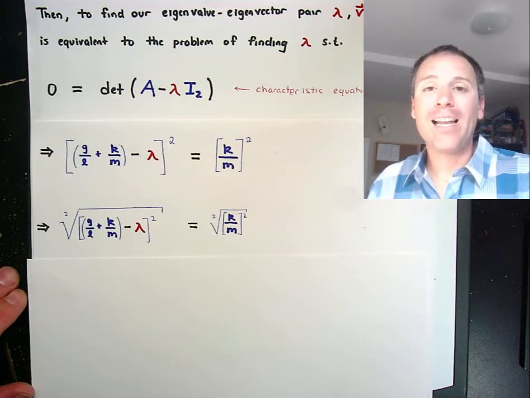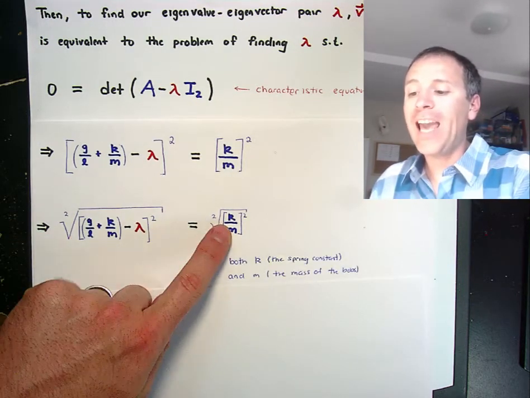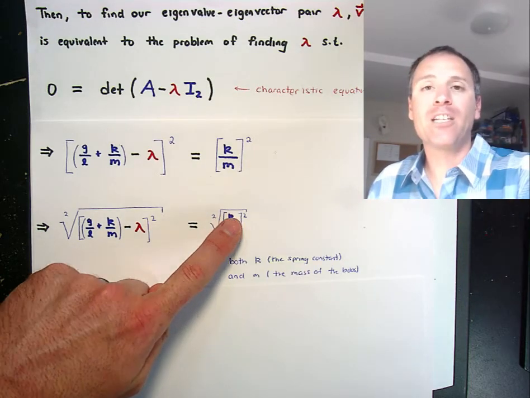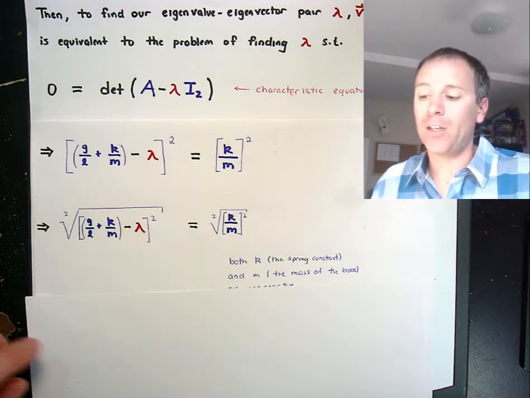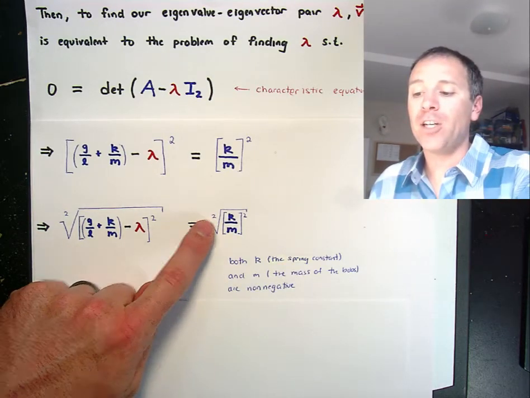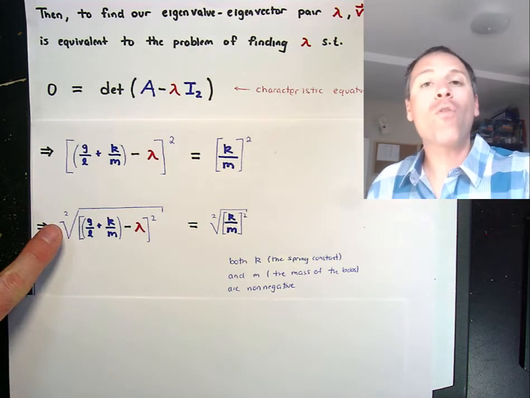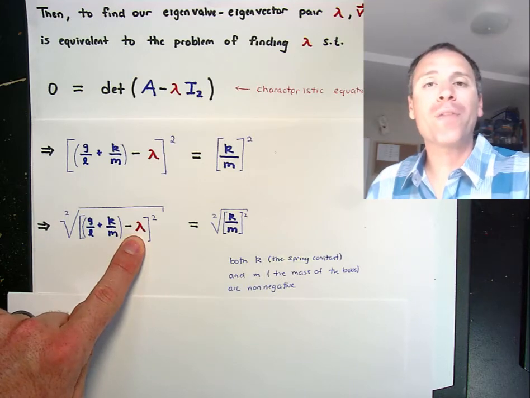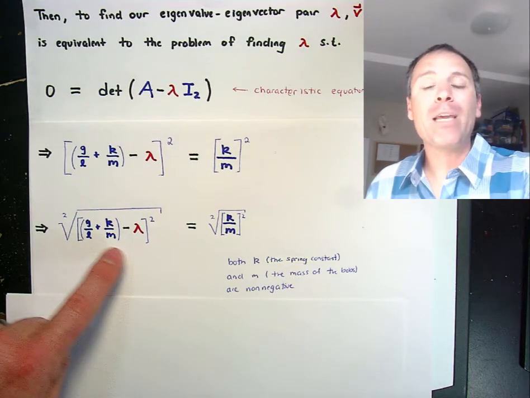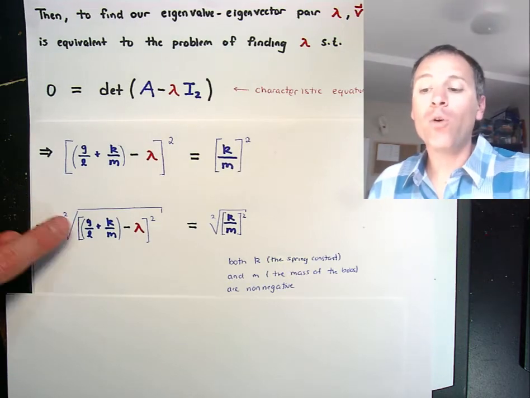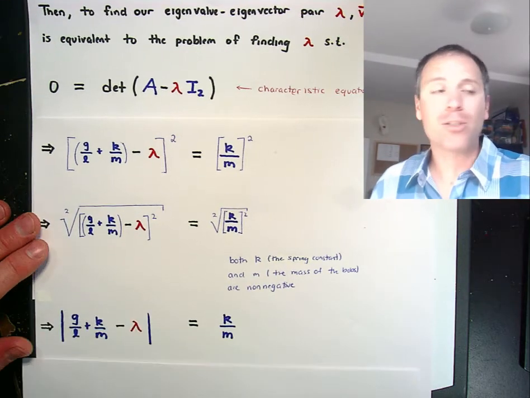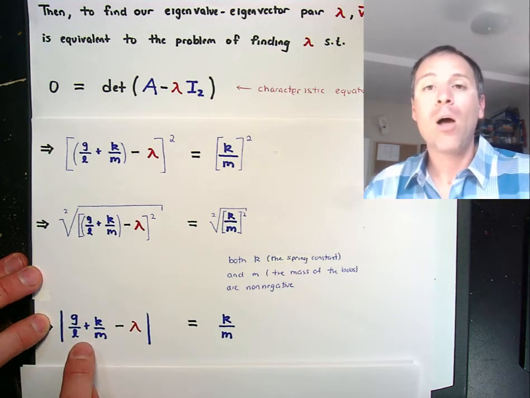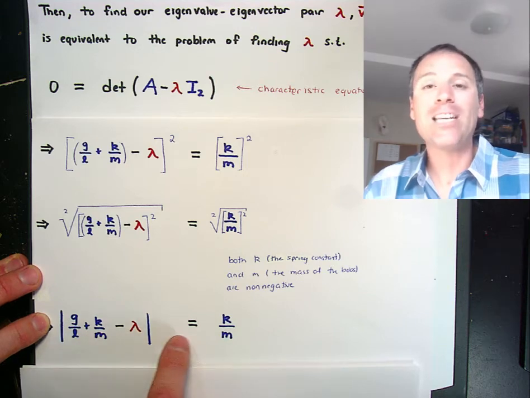Taking the square root of both sides, I can actually say something. We know that both K and M are positive constants. When I square a positive, it stays positive. When I take the square root, we also get a positive. So no need to track extra information. That square and the square root disappear. Over on the left-hand side, when I take the square root of a square, we are not yet sure what the value of lambda is. That might be positive or negative. The square root of a square in that situation we say is the absolute value. So now we're searching for lambda such that the absolute value of G/L + K/M - lambda is equal to K/M.